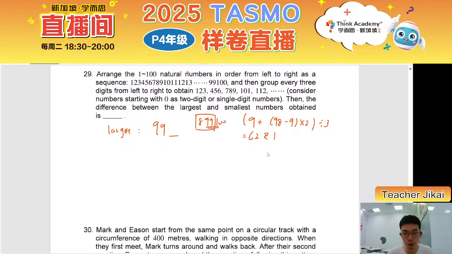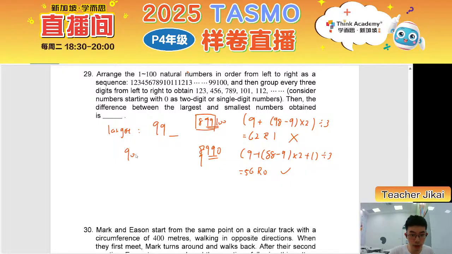899 will form a group. So do we have another? We'll give you a 99 here. Yes, 89, 90 here. So we will have 990. If we have 990, will it be possible? 9 plus, and as we have 89 here, it is 88 minus 9, times 2, and we have an 8 here. So we need to plus a 1, divide by 3. And we know it is 56 remaining 0, correct? So the largest here, we know it is 990.